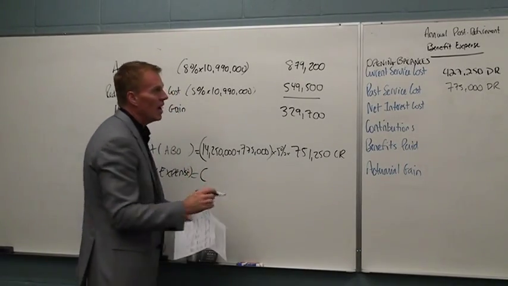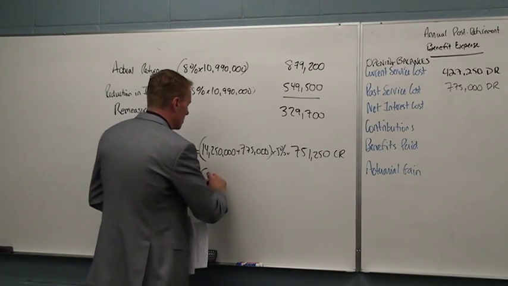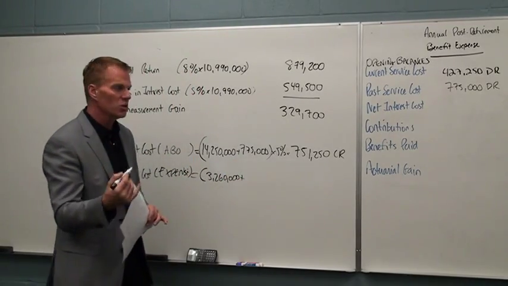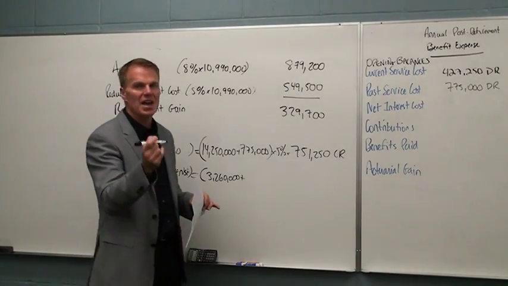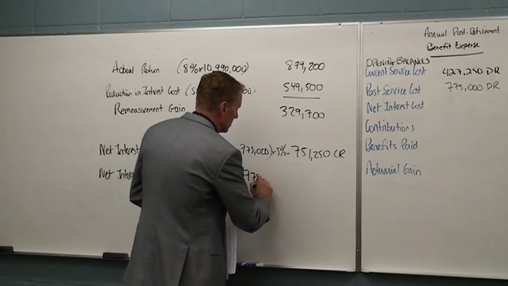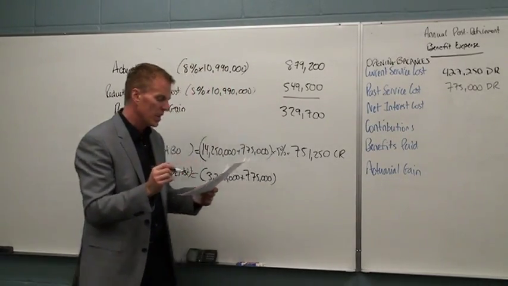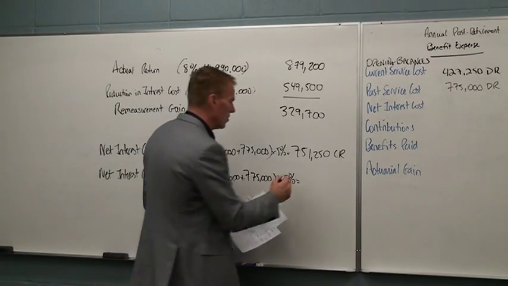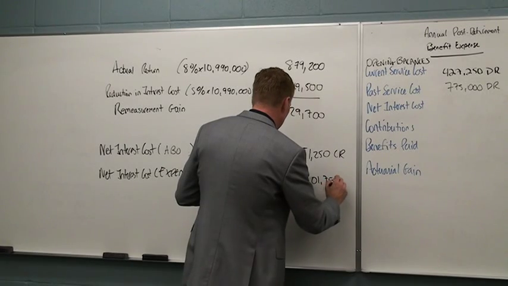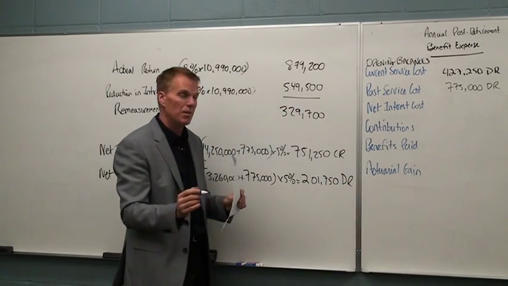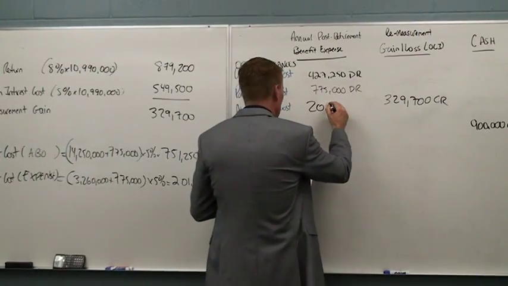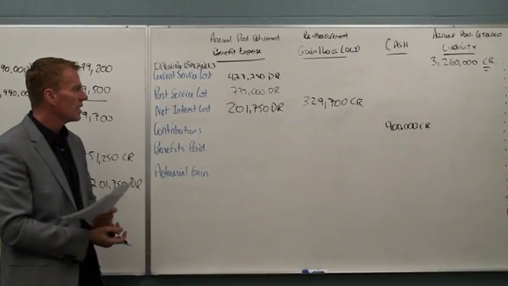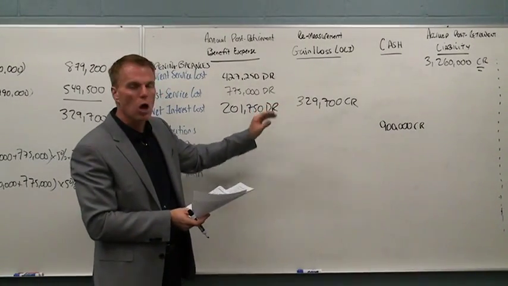So the expense, how does it work? Our opening shortfall was $3,260,000. But again, our shortfall is not $3,260,000 anymore because we had that past service cost. So we now have that past service cost of $775,000 that we have to account for. Multiply that by 5%, and you will have a value then of $201,750. And this is an expense. That is a debit amount. So we'll put that in here, $201,750 debit. And voila, it will now balance. And you can, as I've just shown you, calculate all four of those numbers.